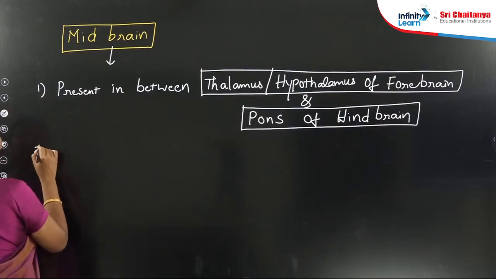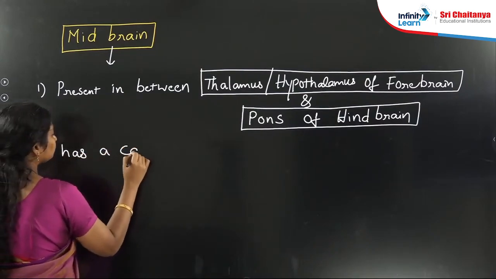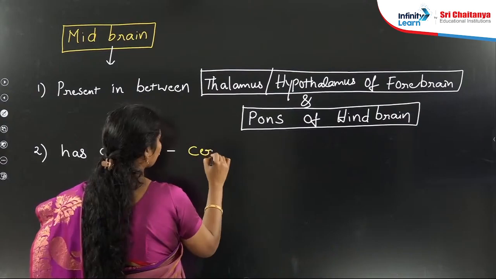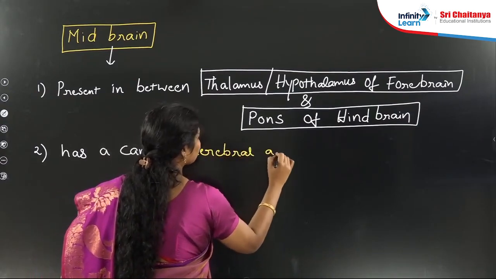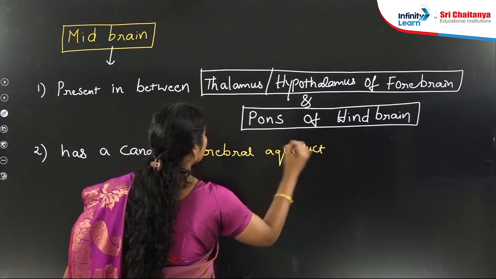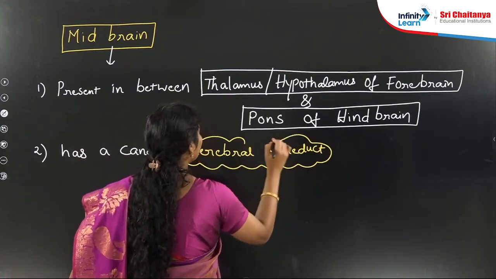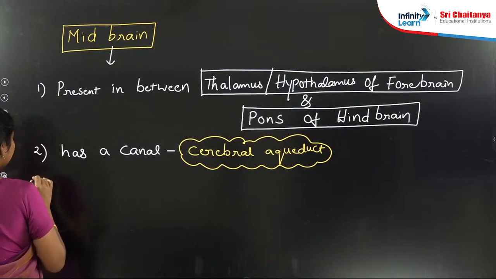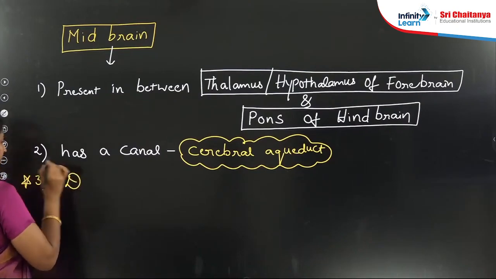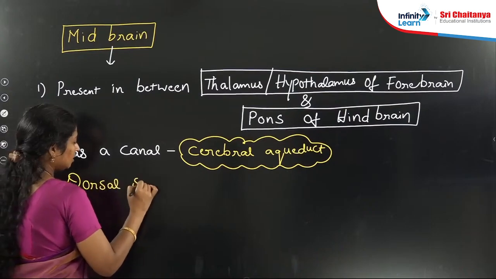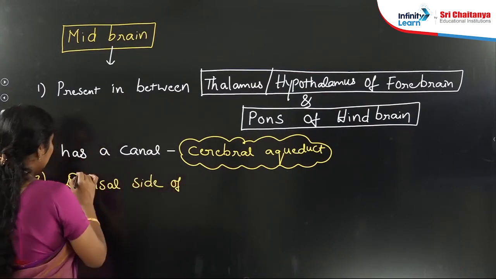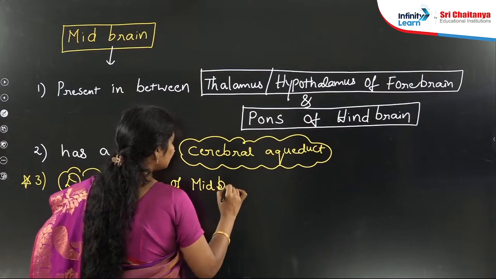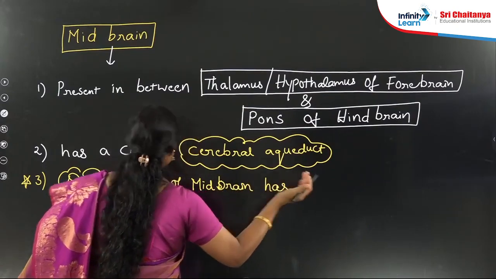And next, this midbrain has a canal. That canal is called the cerebral aqueduct. So where is the cerebral aqueduct present? It is present in the midbrain and it allows the passage of cerebrospinal fluid. Next, the third one, an important point: the dorsal side of the midbrain has some swelling structures.